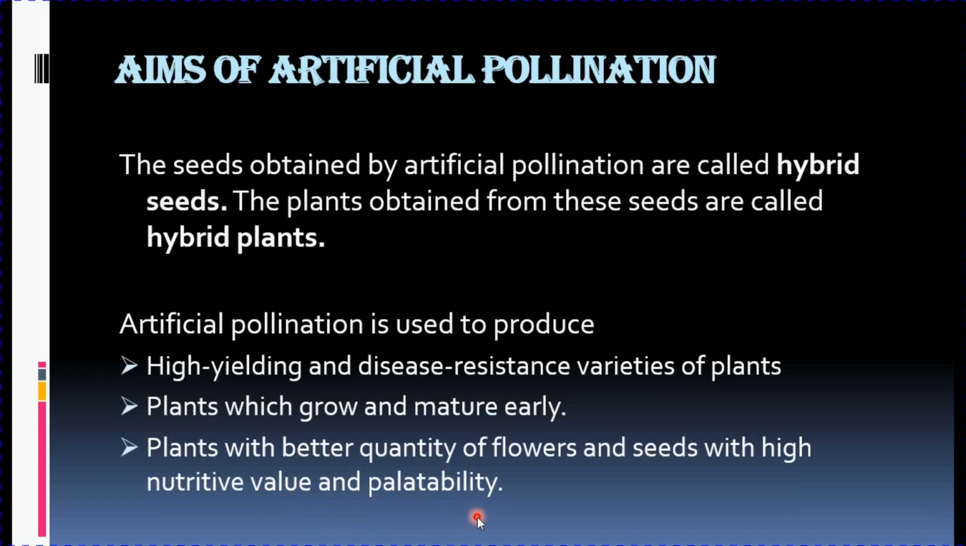With this we come to an end with the topic pollination. In the next video we will study how fertilization takes place in plants.